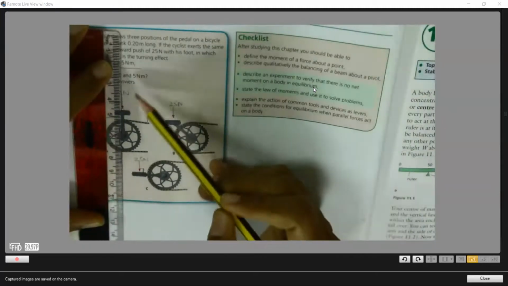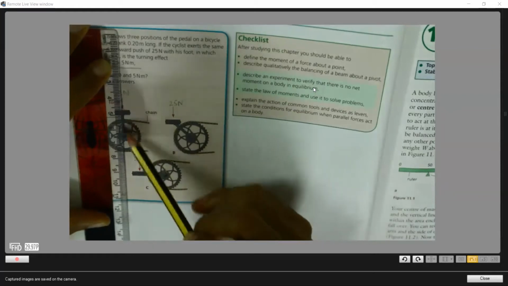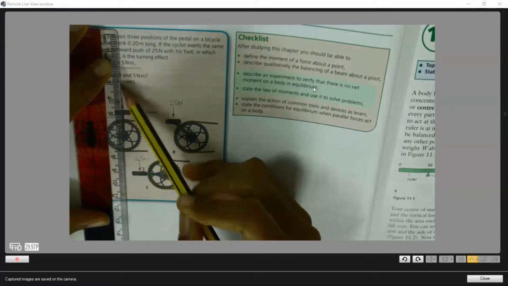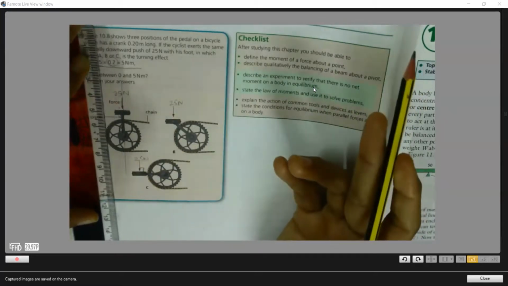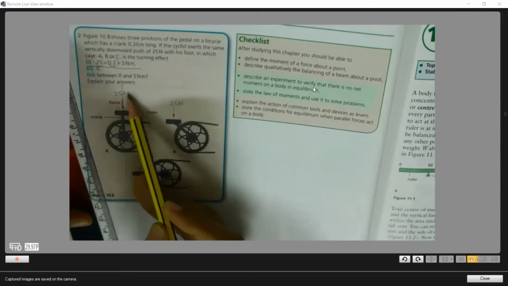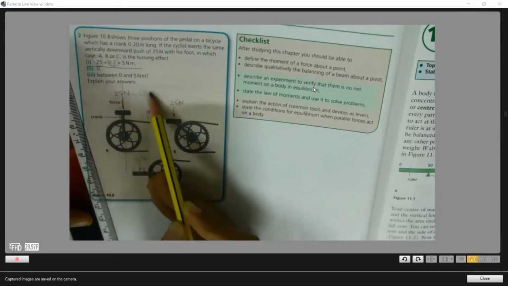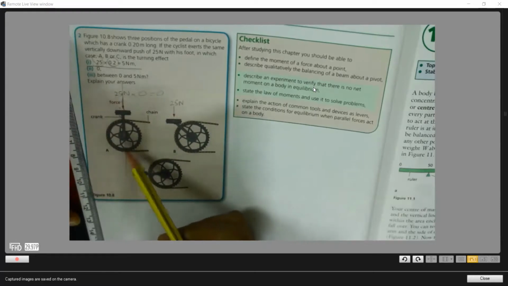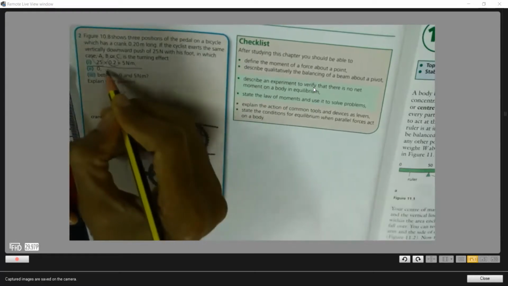So the line of action of force is passing exactly through the pivot. So what's the distance between the line of action of the force and pivot? 0. So force is 25, but distance is 0. So that means 0. So part 2 is A. Part 1 is C.